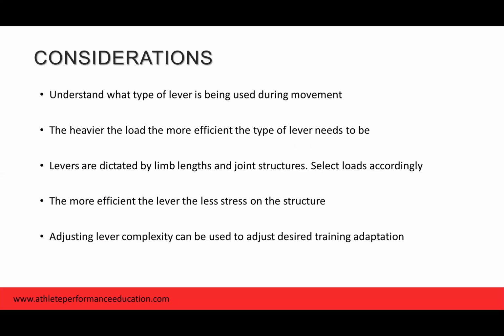We can adjust the lever complexity to adjust the desired training adaptation. What I mean by that is that if we change an exercise, say from the front squat to the back squat, increasing the leverage advantage allows us to increase the load. From changing that without changing the reps, sets, time, anything like that, I can create a positive training stimulus by increasing load, increasing the stress on the body without making any other change. So we can use levers as an effective way to create progressive overload.